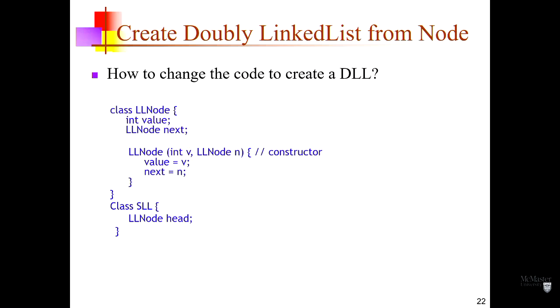Again, what you need to do is you have this, which we created last lecture for single linked list. This is the node class. This is the list class. We want to create a doubly linked list. What do we need to change in this code? I'll give some time to write, and then I'll ask, right?